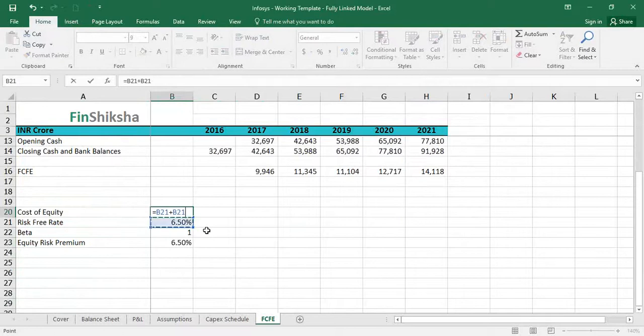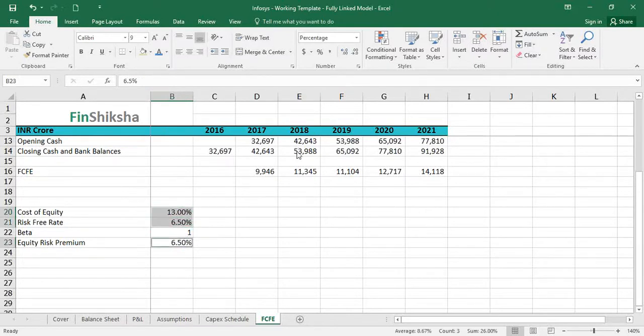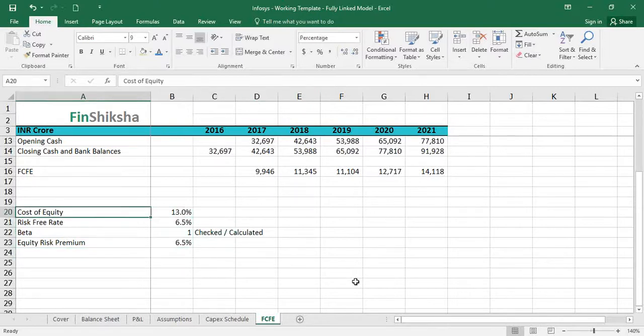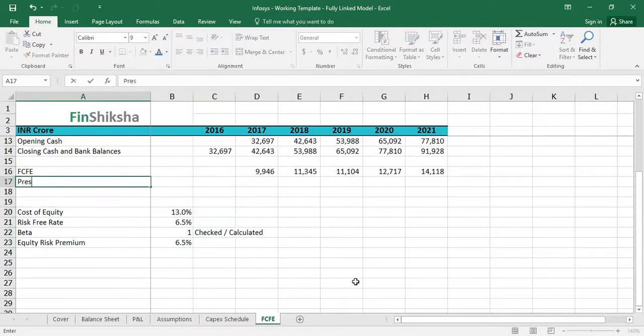Cost of equity is risk-free rate plus beta into RM minus RF. Sorry, that's B23, and that comes as 13% under the calculations that we have just put in, right? Now, obviously the beta number has to come in. This has to be checked and calculated. We'll do that in a subsequent section, but the beta number has to be checked, and that gives us the cost of equity, which basically would then tell us what is going to be the present value of this cash flow, right?